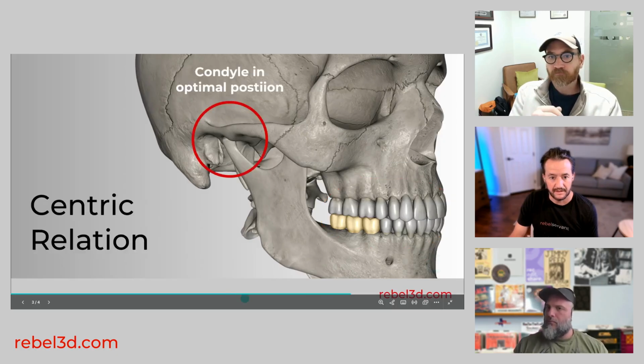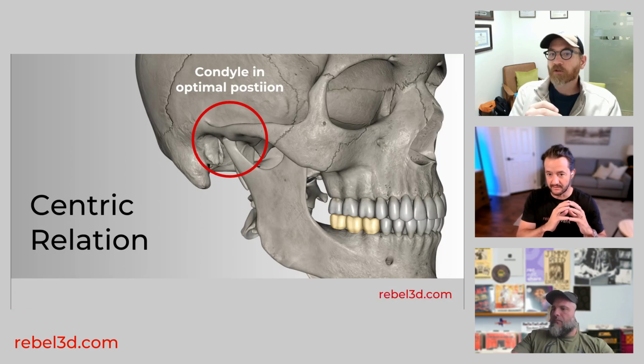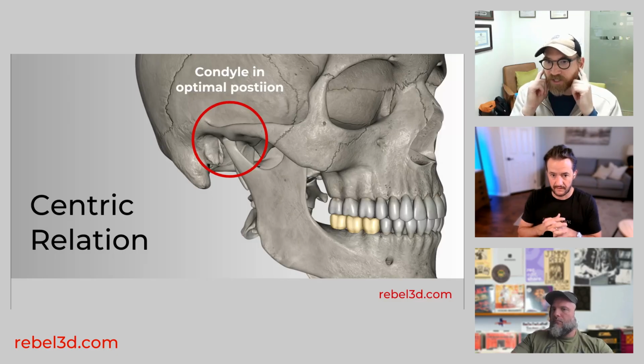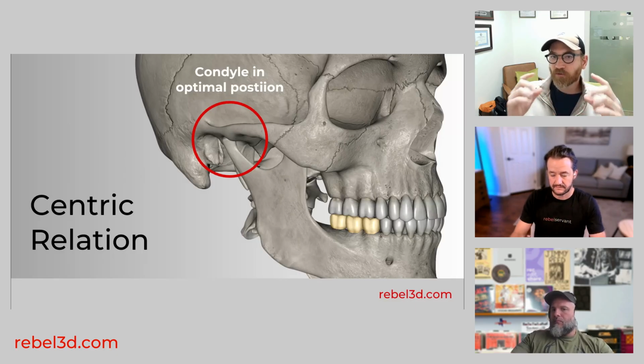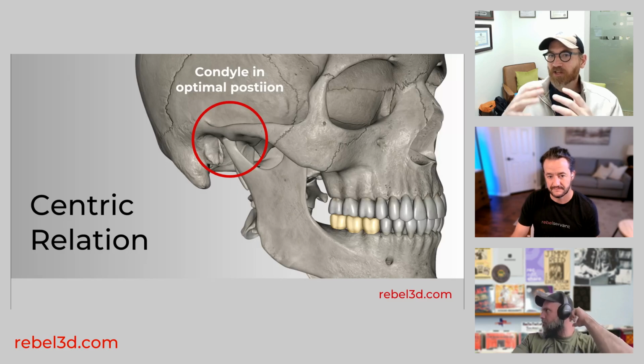Gotcha. And now centric relation is putting the priority on the condyle being in optimal position? Yeah, that's an anatomically driven position. It's basically the structure of the mandible and how it relates to the infratemporal fossa. It's defined as the uppermost, anteriormost position of the condyle. So it has a word definition, but it's used in dentistry as a repeatable position.